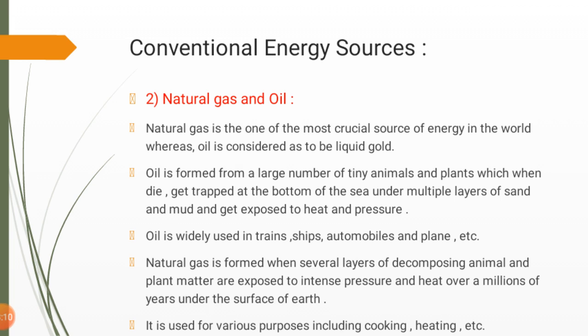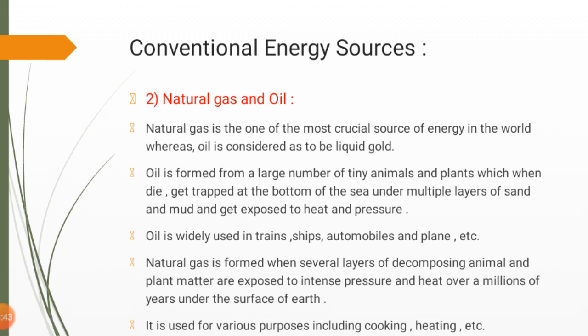Now how is the natural gas formed? Natural gas is formed when several layers of decomposing animal and plant matter are exposed to intense pressure and heat over millions of years under the surface of the earth. We know that the oil is extracted from the sea, but the natural gas is extracted anywhere on the earth's surface where natural gas is found in abundant amount.